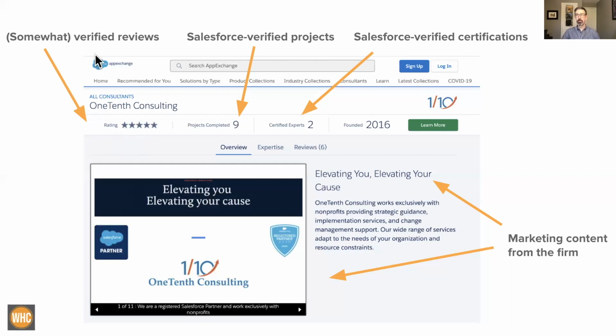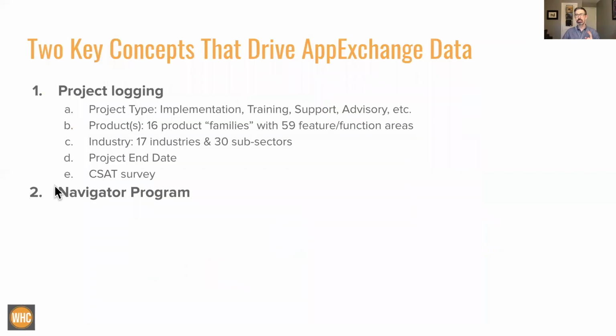And then similarly with ratings, this is a little bit of a mixed bag. Mostly it is from verified customers, but not entirely. So I'll tell you a little bit more about that. And this is also cumulative across the life of the firm. So again, every AppExchange listing is a mix of some partner-controlled information and then some verified information by Salesforce. So before we dig further into that, there are 2 important concepts that you need to understand about the factors that drive the data that you see on the AppExchange.